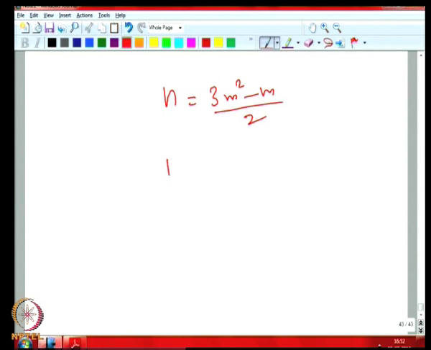And another type of number, for instance, where this is also true, is n equal to 3m square plus m by 2. In this case also we can say that they will not be equal, but whichever is bigger, that will be only bigger by 1. So, we can take small examples and see, for instance, n equal to 1. It is very difficult to try out big examples.